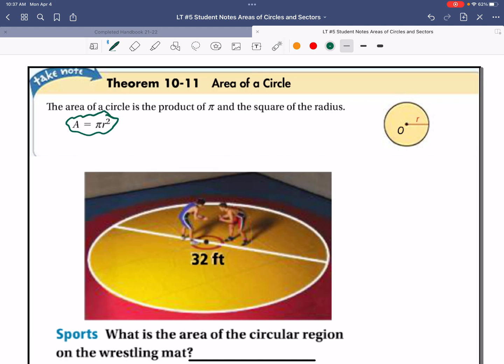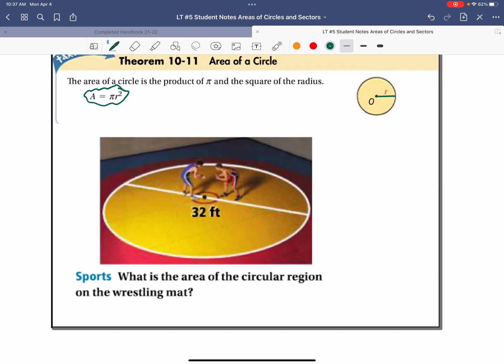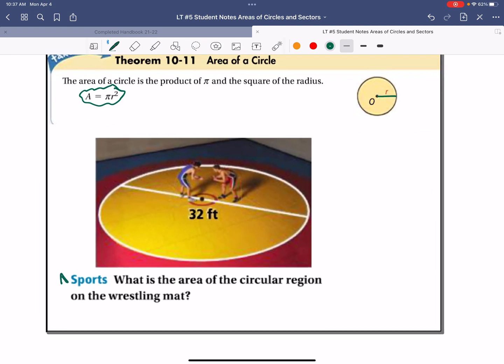So when we have a circle, the radius is halfway across. We square the radius and multiply by pi. Go ahead, pause the movie, find the area of this wrestling mat, and press play when you finish.